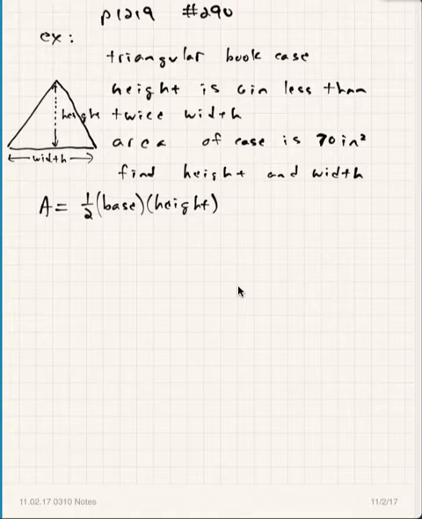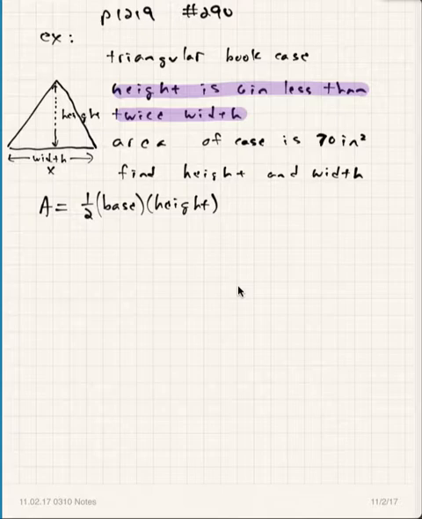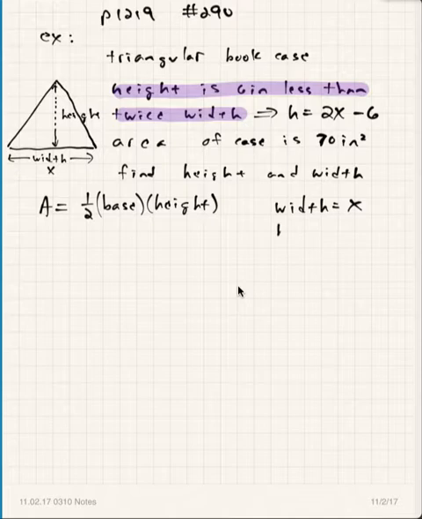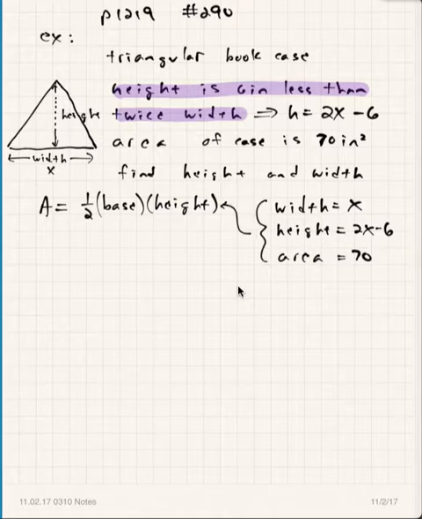And so in our problem here, we should let the width be x, and then notice this sentence right here: height is 6 less than twice the width. So we've let the width be x, and so the height is 6 less. We take 6 away from twice the width. So the height is 2x minus 6. So the width, or the base, is x, and the height is 2x minus 6. And then we also know the area is 70. So you take all of that information and you substitute it into this equation right here.